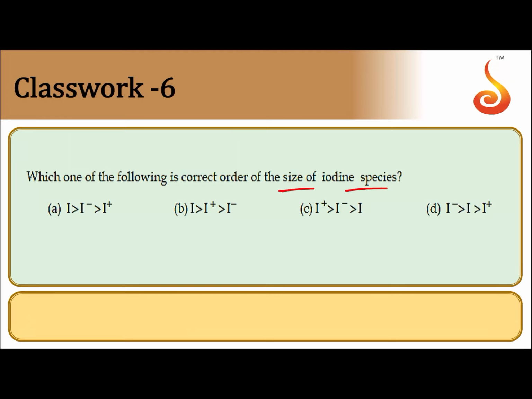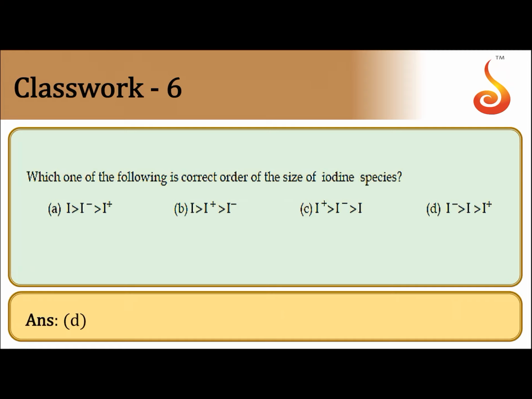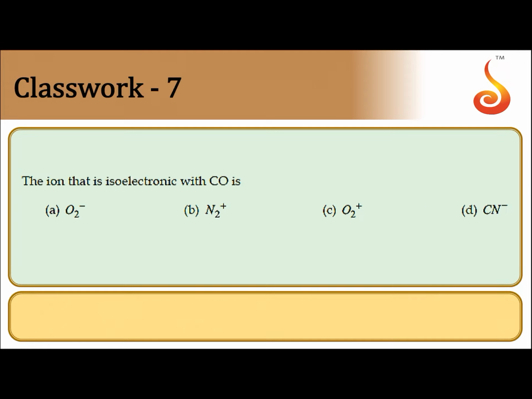Then, which of the following is the correct order of size in the iodine species? The order of the size. An anion's size will always be larger than the neutral atom, and a cation's size will always be smaller than the neutral atom, because an anion is formed by addition of electrons and a cation is formed by removal of electrons. So finally the order of size: anion is larger than neutral atom, which is larger than cation. So option D is the answer in this case.